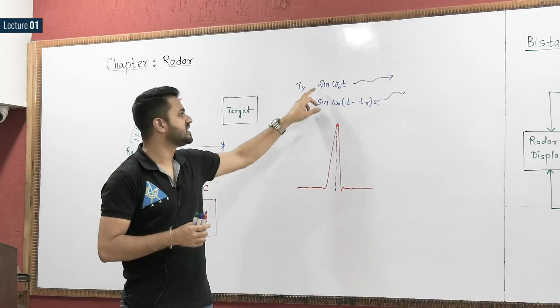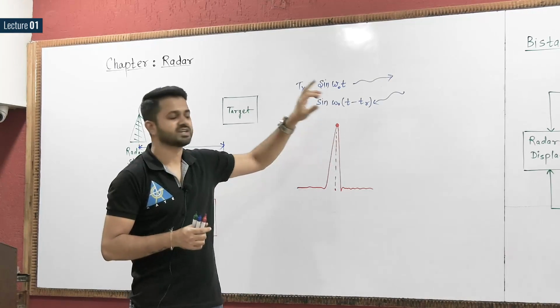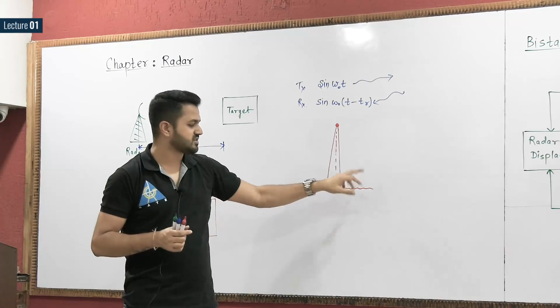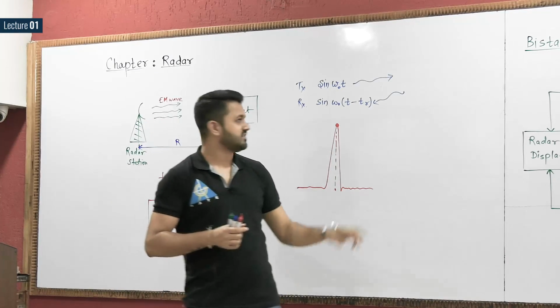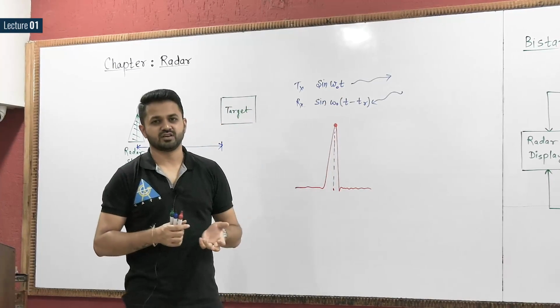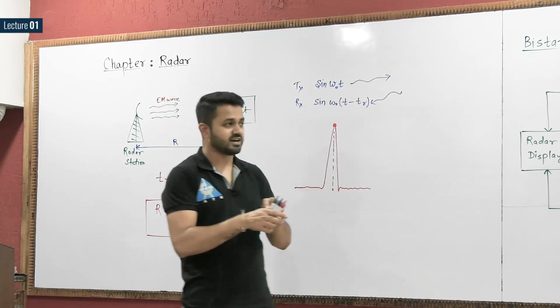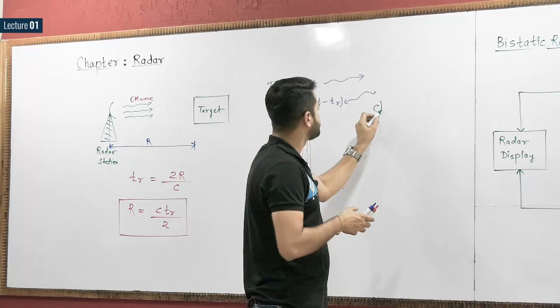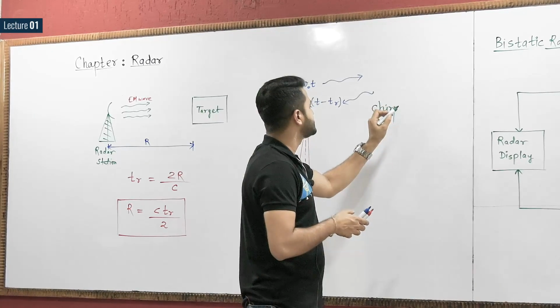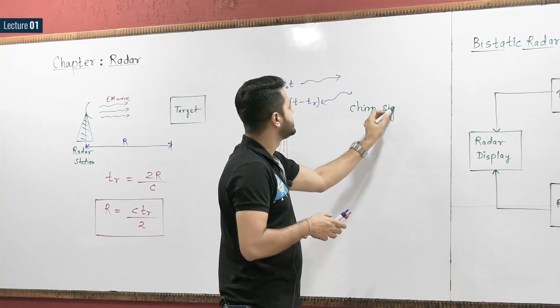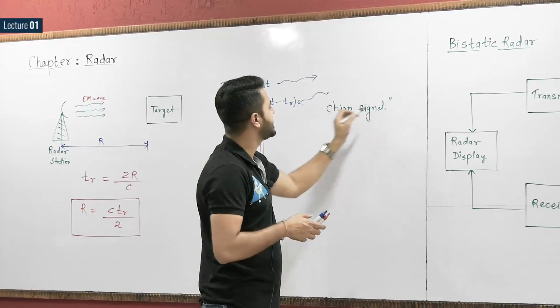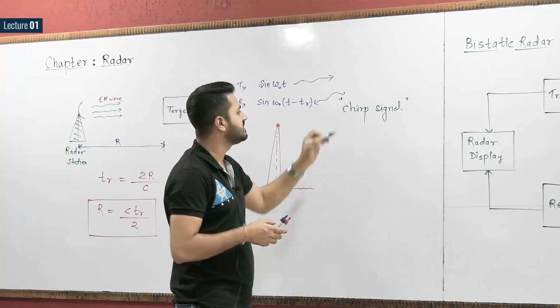So this is the correlation between sin(ω₀t) and sin(ω₀(t − tr)), which gives you this kind of graph. Although we don't transmit this sin(ω₀t), we transmit a signal which is known as a chirp signal. So in the radar system, we transmit this chirp signal.